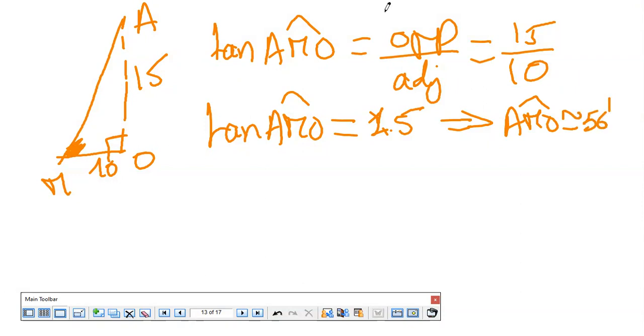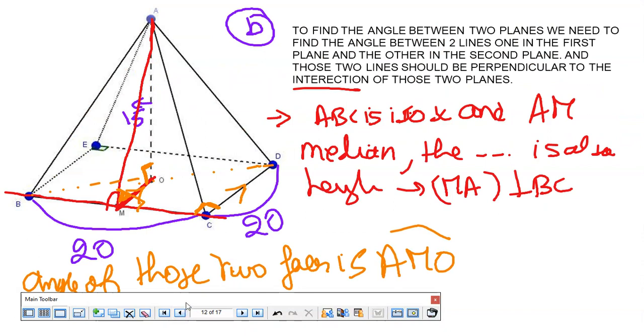So I will repeat again how I did that. As I said, to find the angle between two planes, it is the angle between two lines, one in the first plane and the second in the other plane.